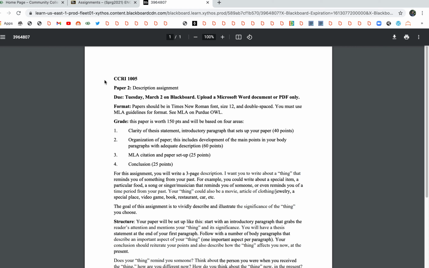Now, please, please, please make a note. I changed the due date. It was originally due on a Thursday. I moved it to the following Tuesday, March 2nd. So I pushed it back a couple days. Everyone will have a few more days to work on it. So write that down in your diaries, notebooks, syllabus if you have your syllabus printout, or make a note of it. I changed the due date. So the new due date is Tuesday, March 2nd on Blackboard, Microsoft Word or PDF only.